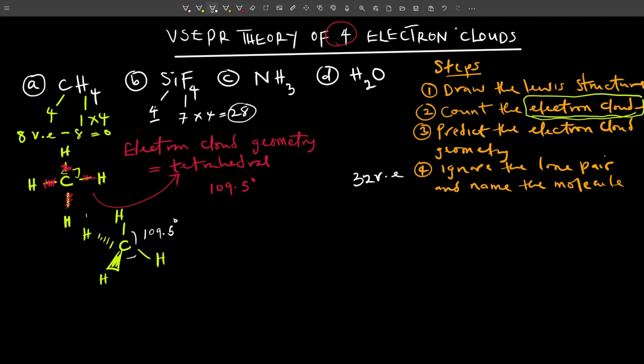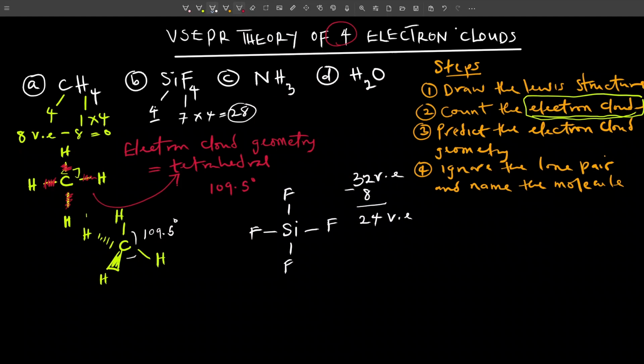Right, so let's determine the central atom and the terminal atoms. Silicon has a lower electronegativity than fluorine. Si will be my central atom, and my fluorines should be my terminal atoms. Let's count the number of valence electrons used up. I have 2 electrons here, 2 over here, 2 over here, 2 over here. That's a total of 8 valence electrons. So removing that from 32, we're going to have 24 valence electrons.